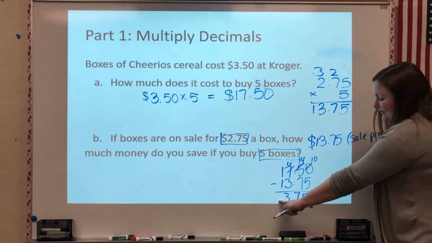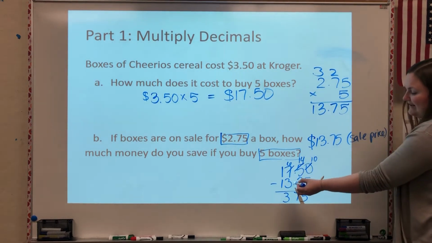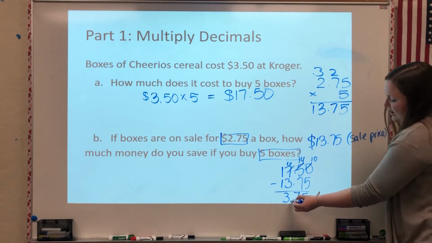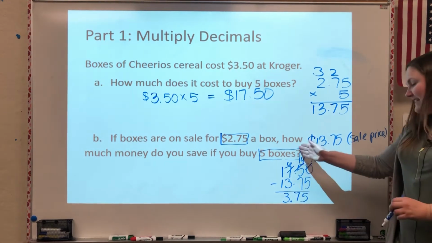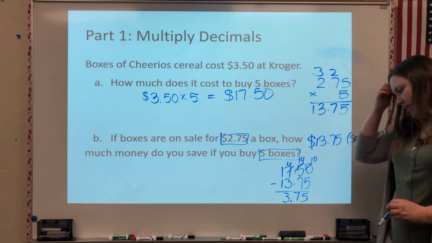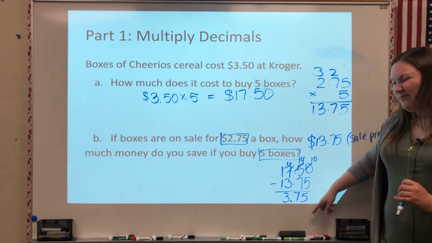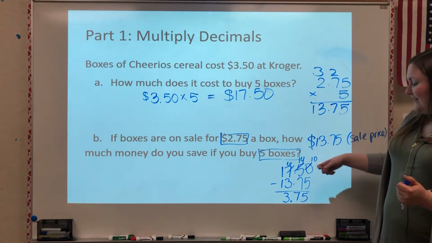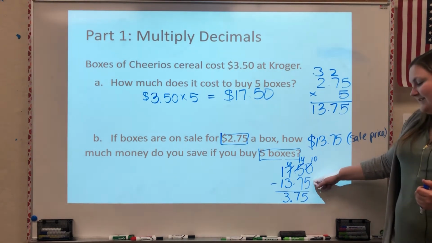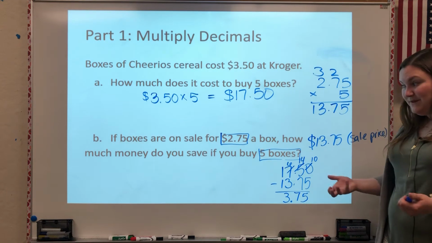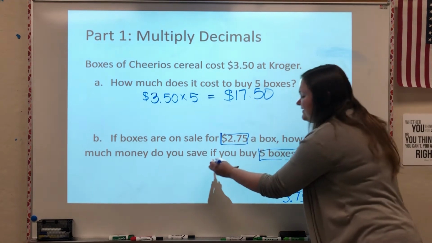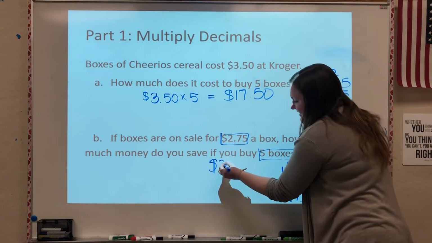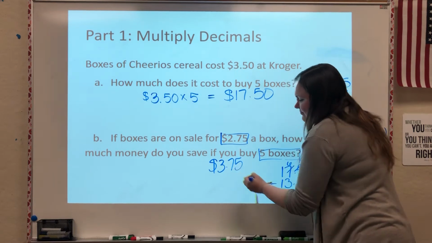I don't need to put a 0 here, but I do want to bring down my decimal point. We are subtracting, and when you are subtracting, that decimal just comes straight down. So I get 375. What is that? Well, remember, we were subtracting the original cost and the sale cost to find the difference, which would be how much money I saved. So this is one way you can do it. You can say we saved $375.